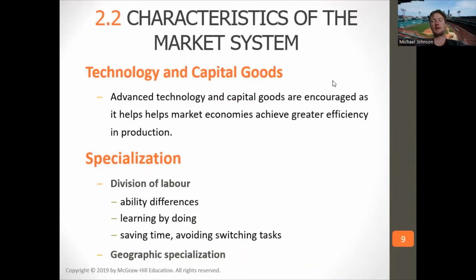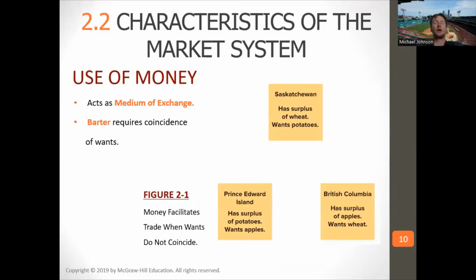Technology and capital goods: advanced technology and capital goods are encouraged as they help market economies achieve greater efficiency in production. This includes specialization, division of labor, ability differences, learning by doing, saving time, avoiding switching tasks, and geographic specialization. Money acts as a medium of exchange, whereas barter requires a coincidence of wants. This provides trading.